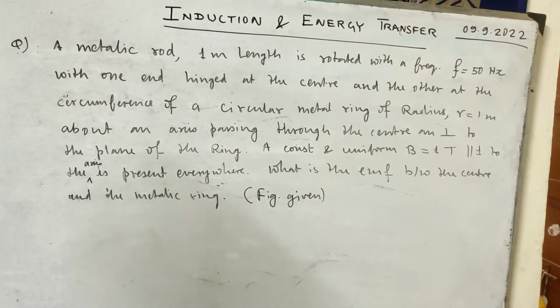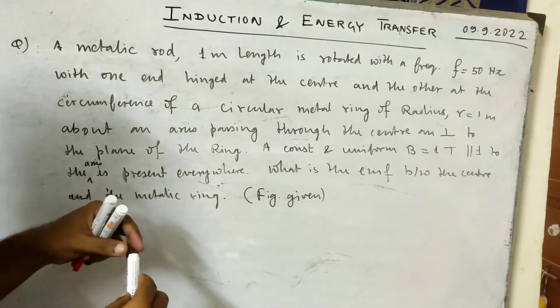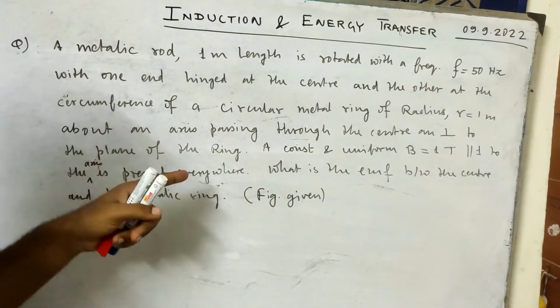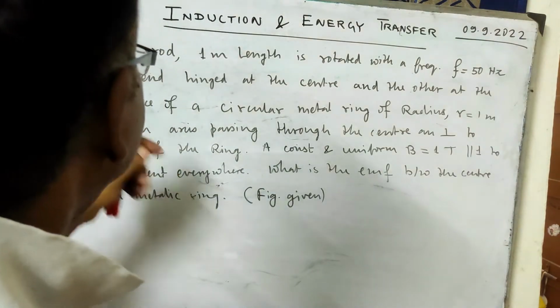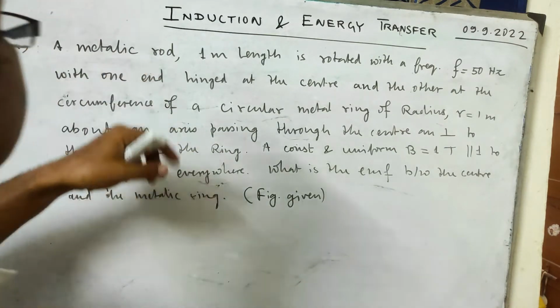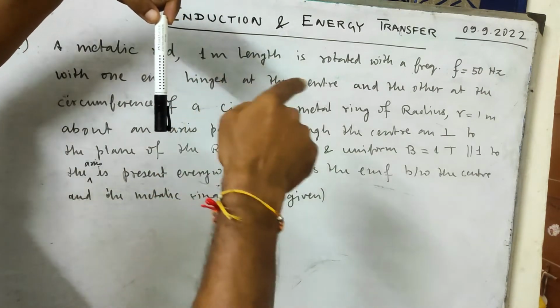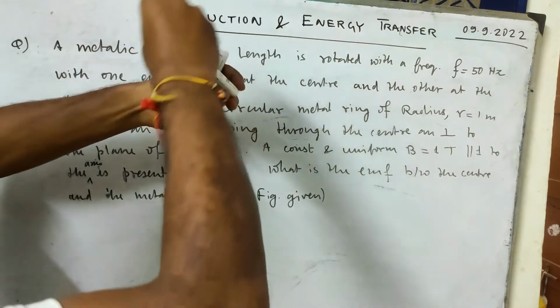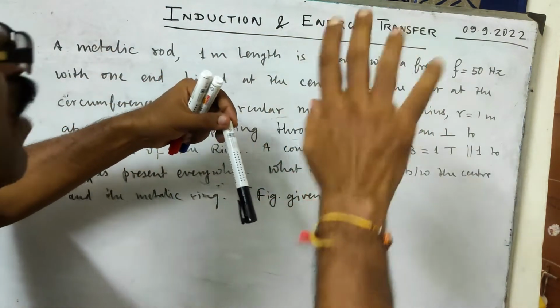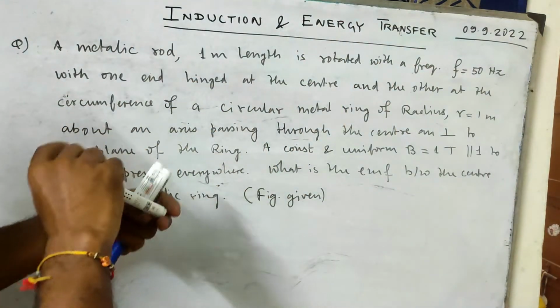Fine. So very big question, right? Okay, without looking at the figure we will draw it. First of all, what figure is given in the question, let us analyze it. A metallic rod of 1 meter length is rotated with a frequency of 50 hertz, meaning 50 cycles per second.